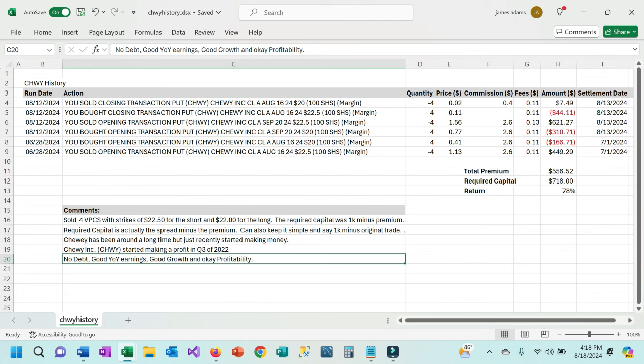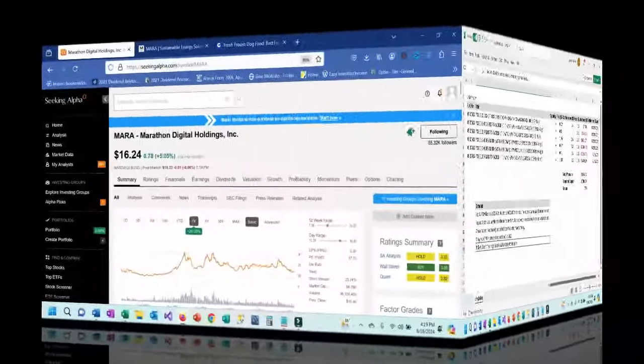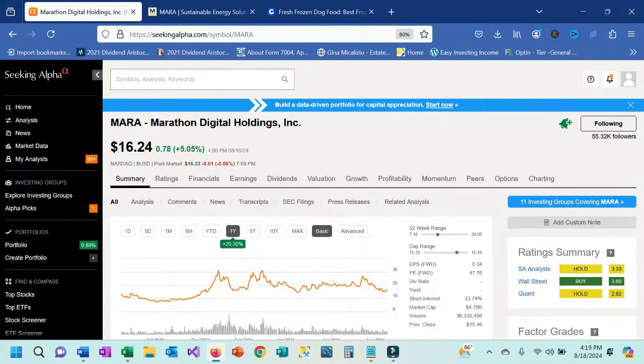So let's next jump into Marathon Digital, Mara. It's another company that's fairly inexpensive, even less expensive than Chewy. Let's jump into that and talk about it. Now, Mara, Marathon Digital Holdings, is a Bitcoin miner. I'm not a Bitcoin person, so I decided I wanted to make trades on Mara primarily to learn more about Bitcoin.